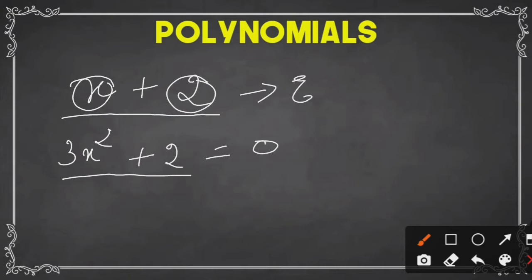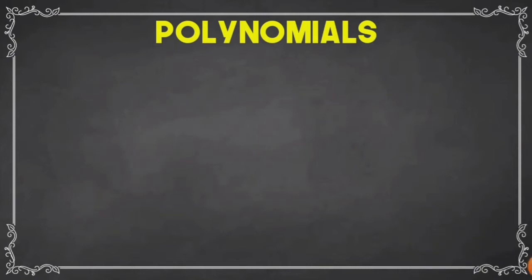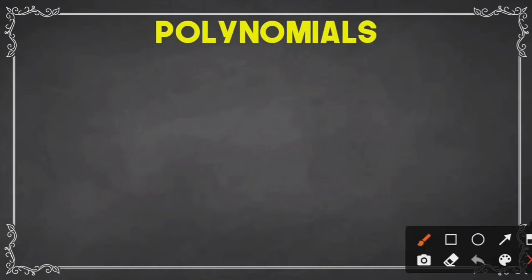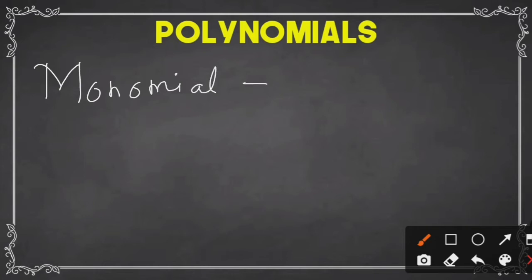The same way, this is one term, this is one term. So now you understood what terms and expressions are. Now, in expressions there are three types. The first is the monomial expression.